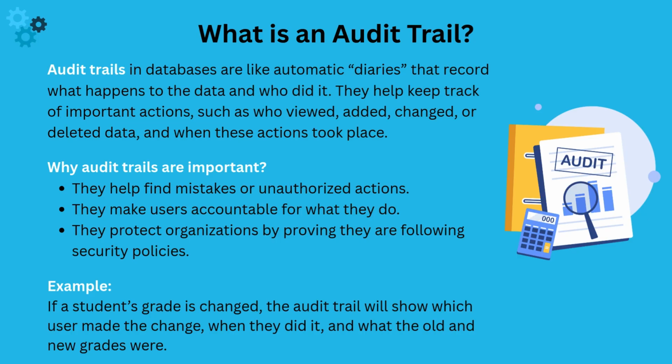An audit trail is like a diary that records everything that happens to the data. It tracks who viewed, added, changed, or deleted data and when. It helps find mistakes or unauthorized changes and proves you're following security policies. For example, if a grade was changed, the audit trail would show who did it and when.